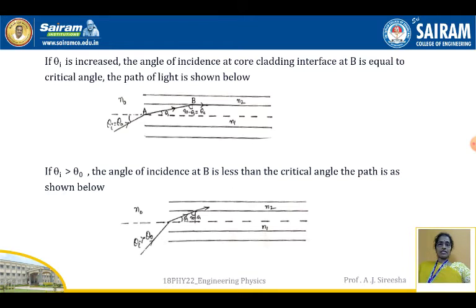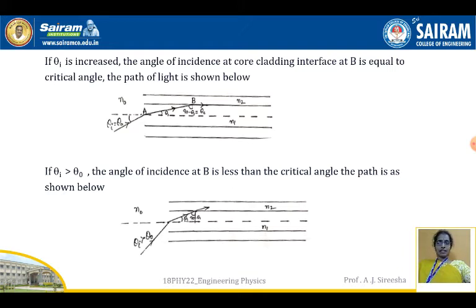The angle of incidence becomes the critical angle when the angle of refraction becomes 90 degrees. That means at point B, the angle of refraction is 90 degrees. Therefore, 90 minus theta 1 is called the critical angle. So how is it coming to the critical angle? When theta I at point A is increased, 90 minus theta 1 at point B is decreased and becomes equal to the critical angle. Therefore, what is happening? The path of the light is grazing the two media, core and cladding.